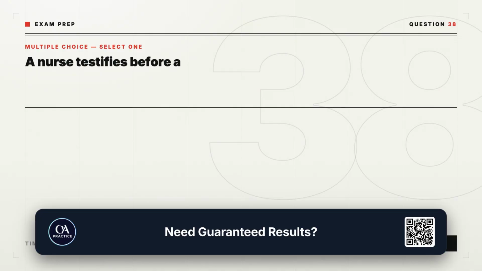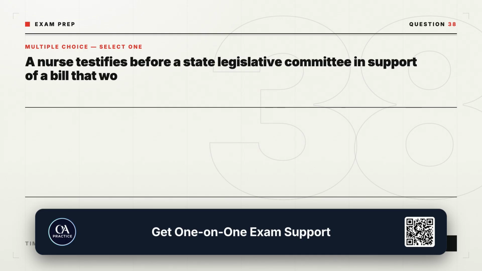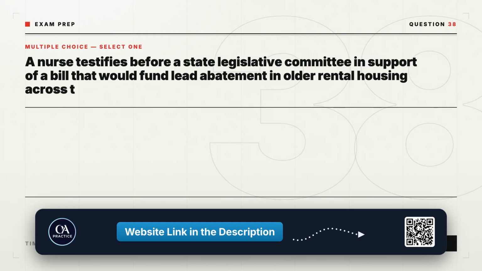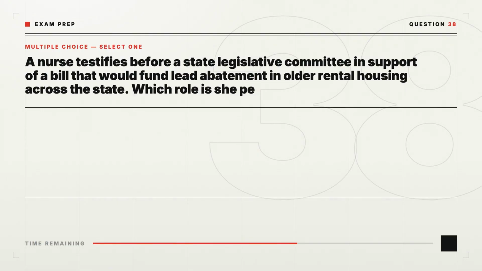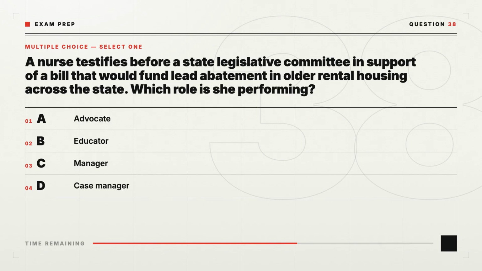Question 38. A nurse testifies before a state legislative committee in support of a bill that would fund lead abatement in older rental housing across the state. Which role is she performing? Your options are A. Advocate, B. Educator, C. Manager, D. Case manager. Which would you go with? Lock it in before the reveal.